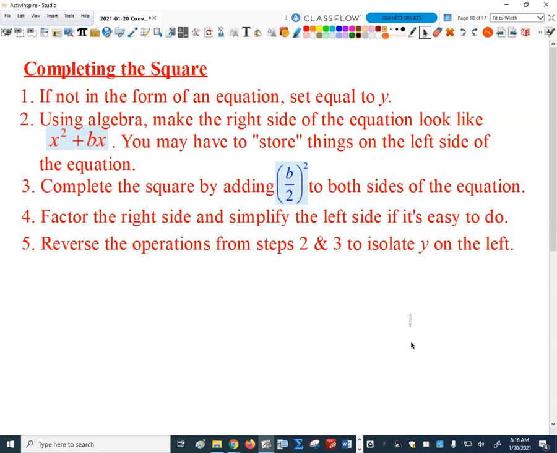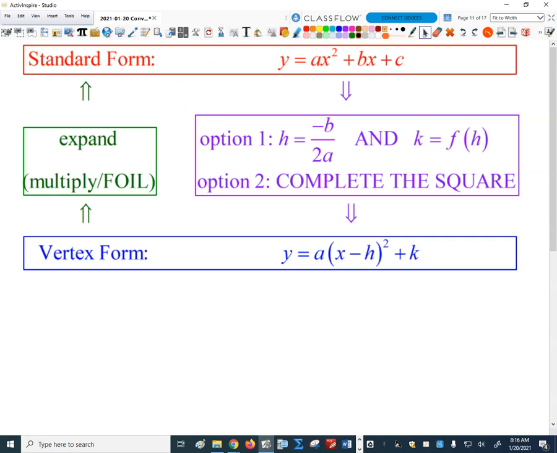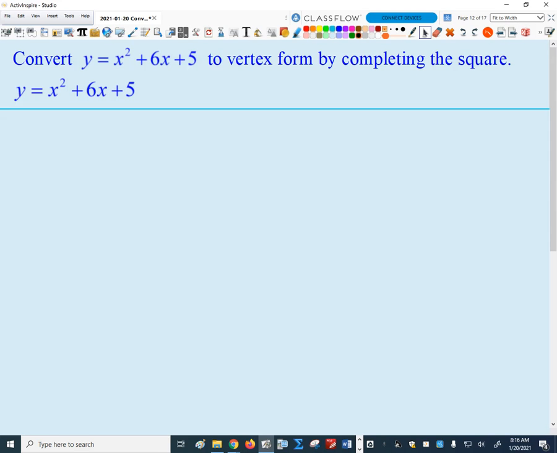Why is it in there twice? I don't know. We'll come back to that one.